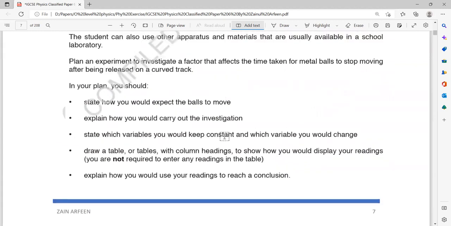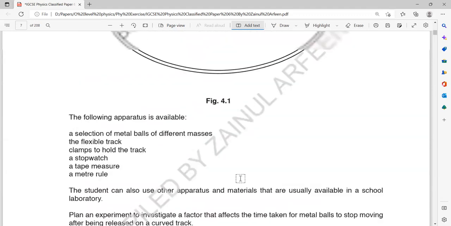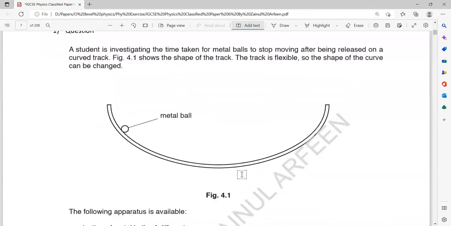State which variable you would keep constant and which variable you will change. So this is the open response question, like only one you have to change and the rest you have to keep constant. First, what are the variables we should keep constant or same, and which one we will investigate? So which variable we should keep constant? The length of a track, that's good. The position, the point where the ball is released.